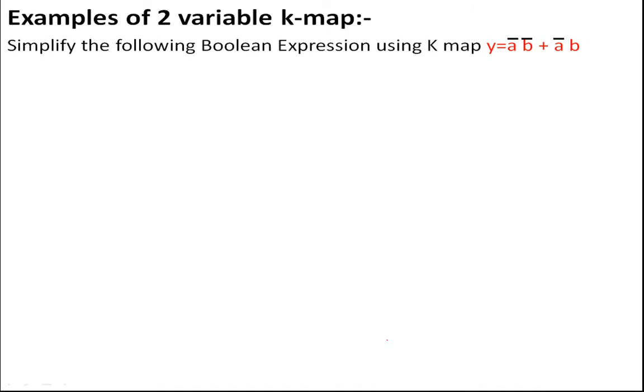So here we have another example of a two variable K-map. Simplify the following Boolean expression using K-map. In the previous example, we took the row values, and now we will be using the variables. So y is equal to a bar b bar plus a bar b. How many variables are there? There are two variables, a and b.